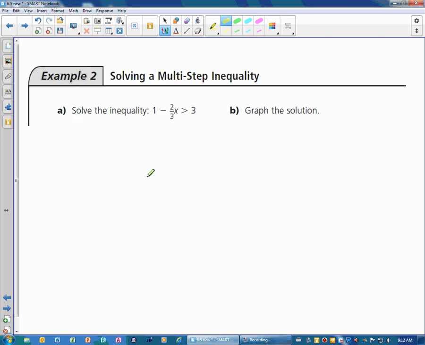Okay. Now we're going to do everything we've kind of done before. We're solving a multi-step inequality. So we're going to be adding, subtracting, multiplying, or dividing all within the same question. Multi-step meaning more than one. Okay, so we're going to solve the inequality 1 minus 2/3x is greater than 3.